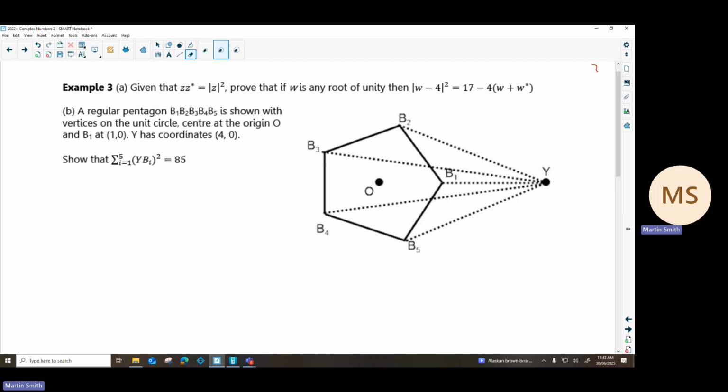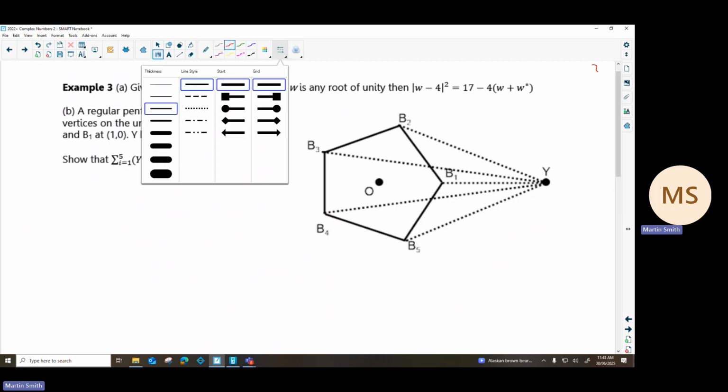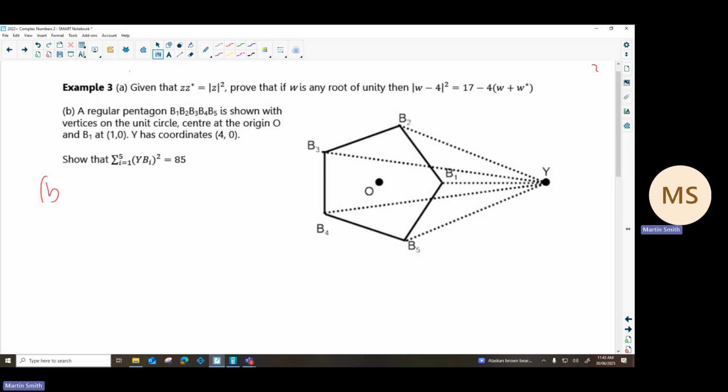Okay. So part B gives us a problem in geometry, I suppose. In part B, we are given a regular pentagon B1, B2, B3, B4, B5, i.e. its vertices, its corners, are at the points B1, and B1 we're actually told is the point (1, 0). And then B2, B3, B4. We've also got a point Y with coordinates (4, 0).